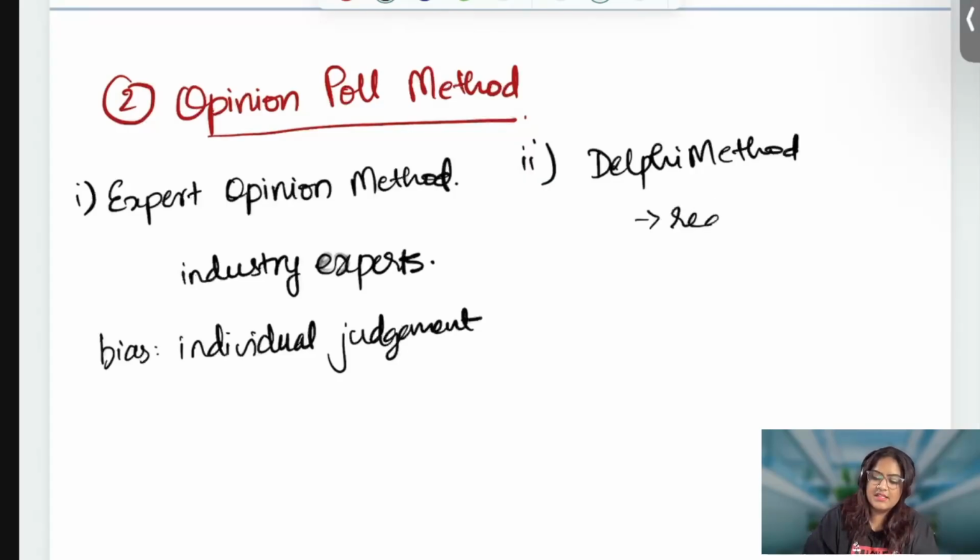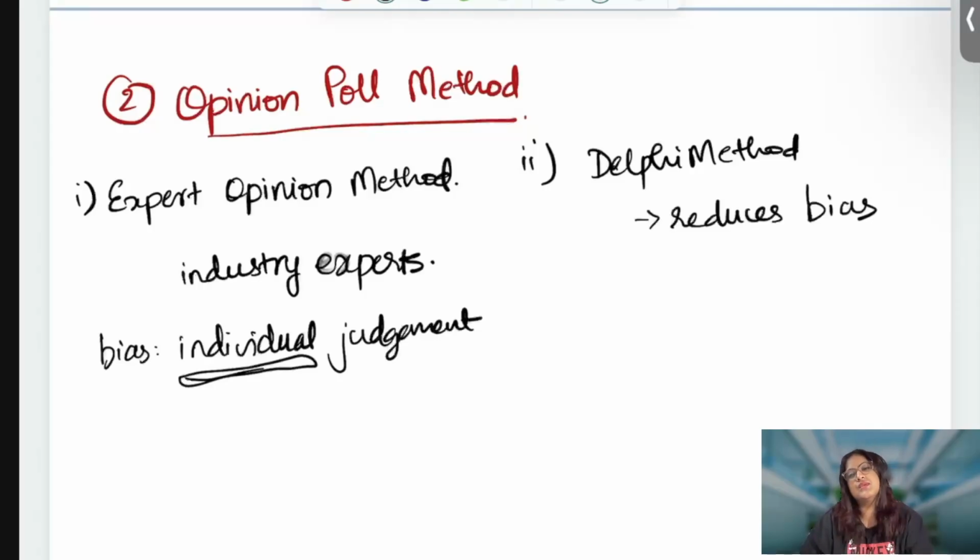Now, this method reduces the bias. In the expert opinion method, you are going for an individual expert's opinion, because of which you will have a huge bias. But in the Delphi method, since the experts are updating their opinion based on other experts' opinions, a consensus is reached between multiple experts. So different viewpoints are considered here. Because of this, it reduces the bias in the final forecast.